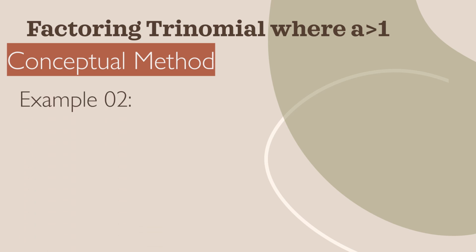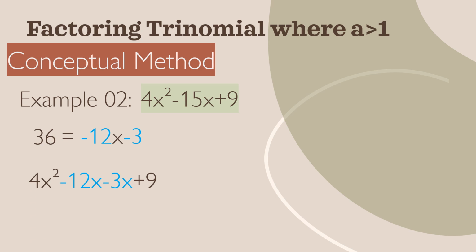So for the next example, we have 4x squared minus 15x plus 9. Our first step is to multiply our a and c, which is 4 times 9. Since 4 times 9 is equal to 36, next we need two factors of 36 whose sum is negative 15, and we should come up with negative 12 and negative 3, since negative 12 times negative 3 is equal to positive 36. And now, we can replace the middle term with our new terms, negative 12x and negative 3x.